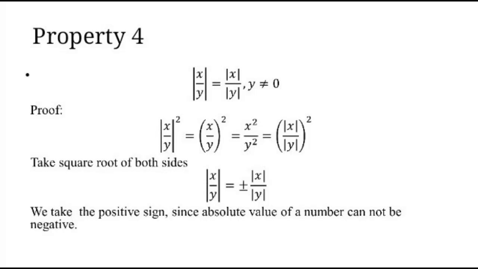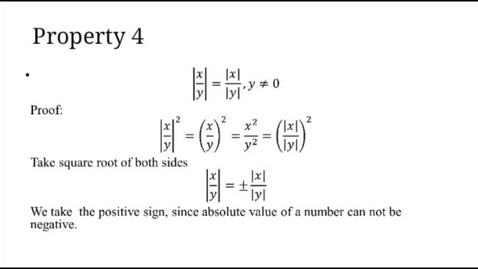Property 4. The absolute value of a fraction is equal to the absolute value of the numerator divided by the absolute value of the denominator, provided the denominator is not 0. In other words, the absolute value of x divided by y is equal to the absolute value of x divided by the absolute value of y, as long as y is not equal to 0. We want to prove that the absolute value of a quotient is the same as the quotient of the absolute values.